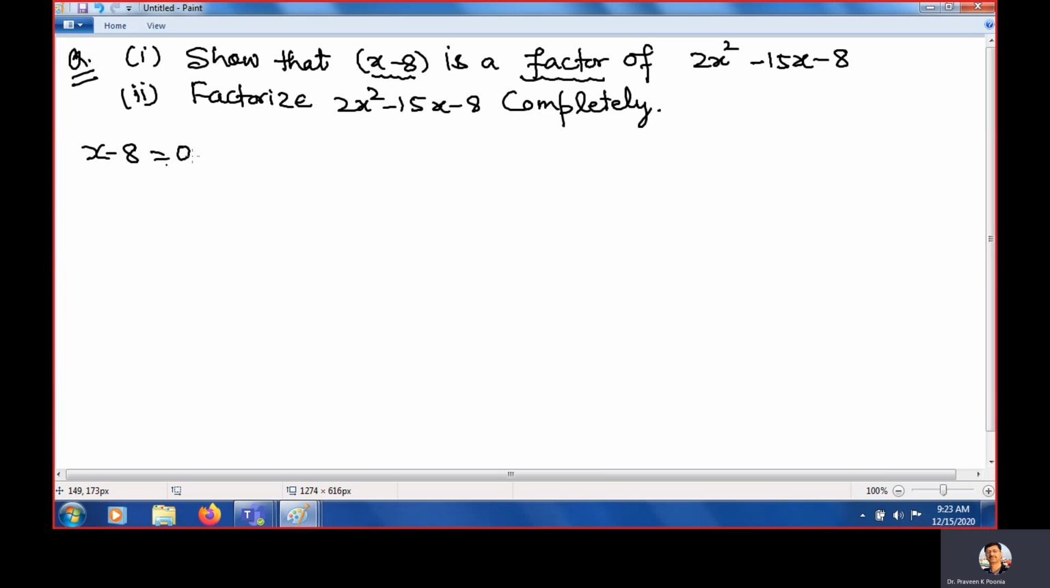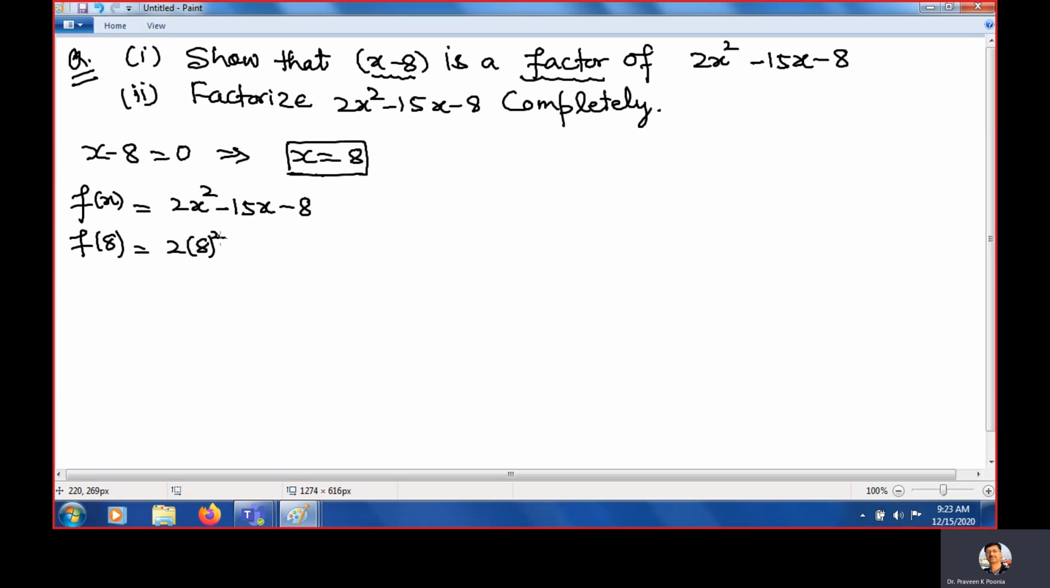x − 8 is equal to 0. So how much is x? x is equal to 8. Now f(x) equals 2x² − 15x − 8, and f(8) is equal to 2 times 8² − 15 times 8 − 8. So 8² is 64, 64 times 2 is 128, minus 15 times 8 is 120, and minus 8. If you subtract them, it is 0, because 128 minus 128 is 0.